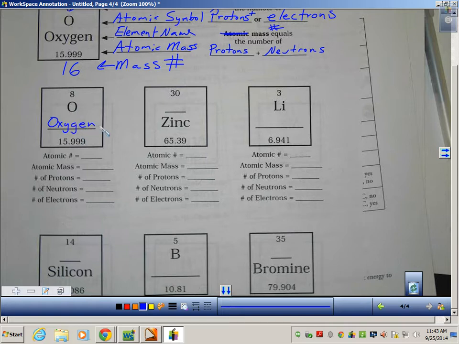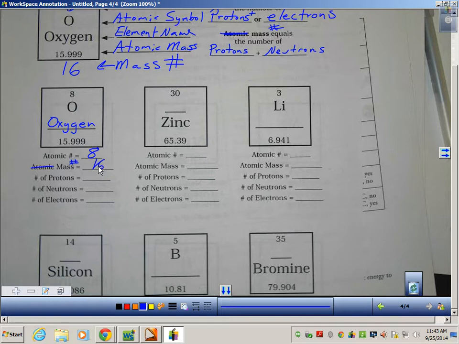You know that the atomic number is what? 8. Now, I want you to cross off atomic mass, because we already know that, and change that to mass number for all of these that we do. Okay? That's a typo on my part. So, what is 15.99 rounded to the nearest whole number? 16.